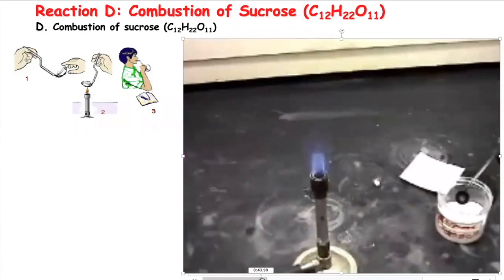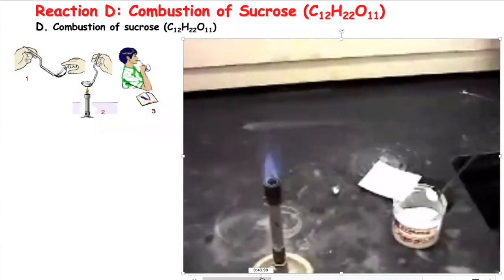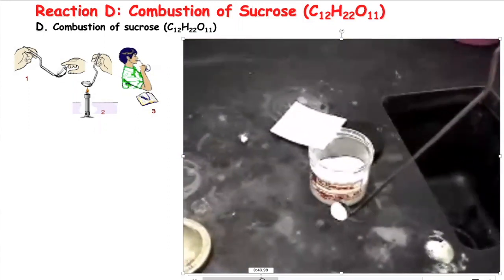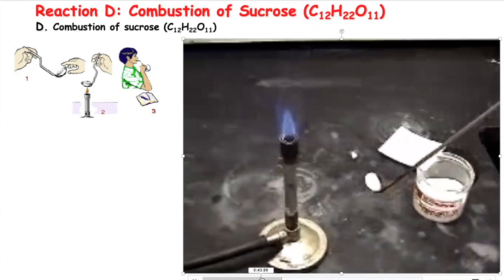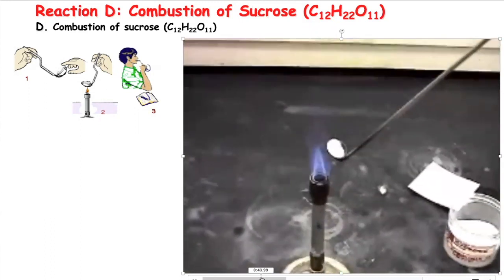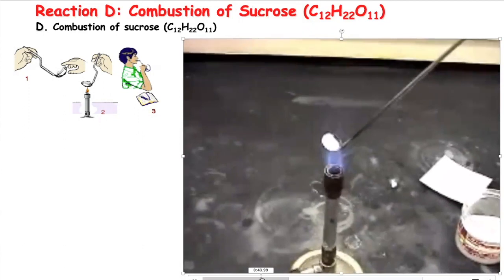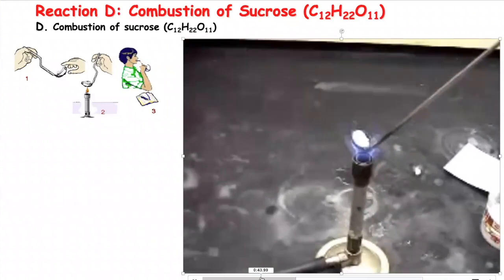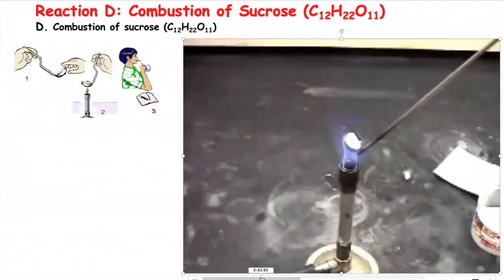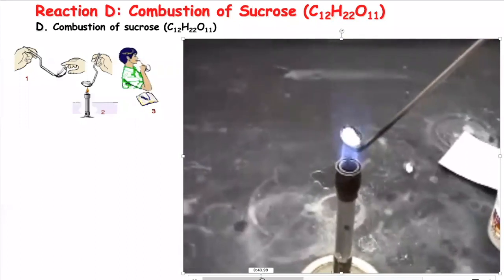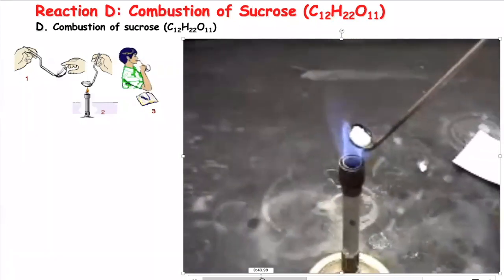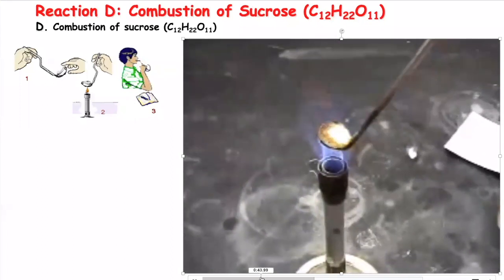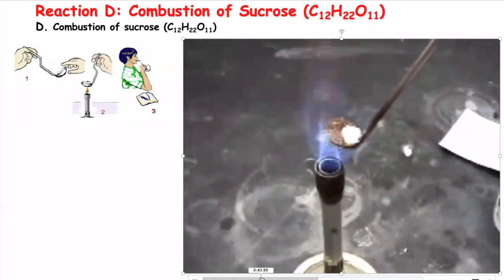And we're using what we call a deflagration spoon, which has a very long handle. What we're going to do is put it in this very hot flame, the Bunsen burner. You can see the blue in the Bunsen burner, so that means it's really hot. So we're going to caramelize this. Here you can see the sugar burning.